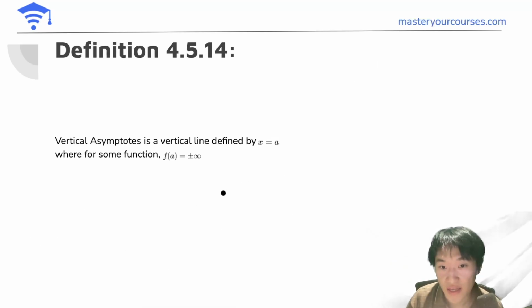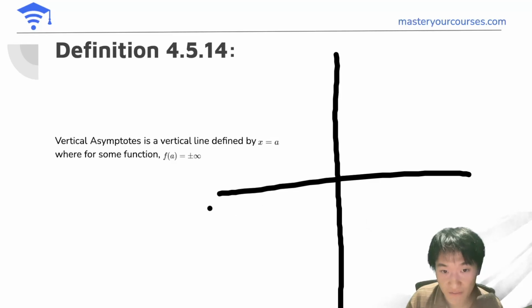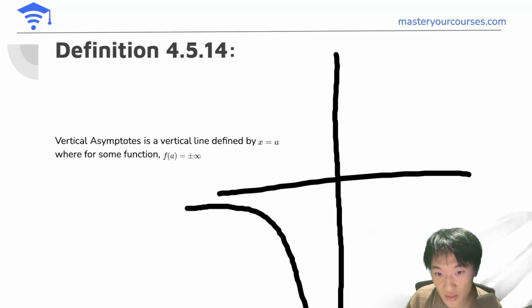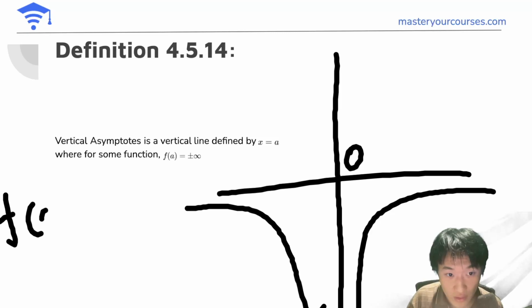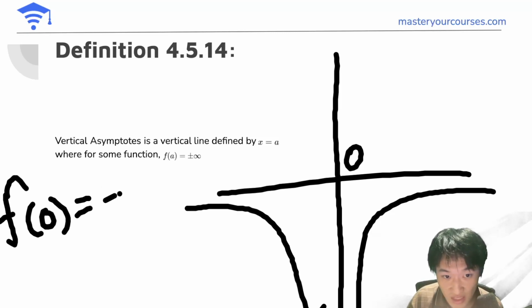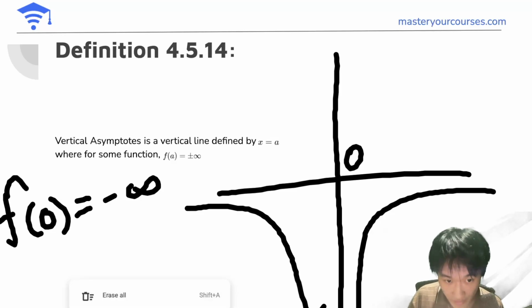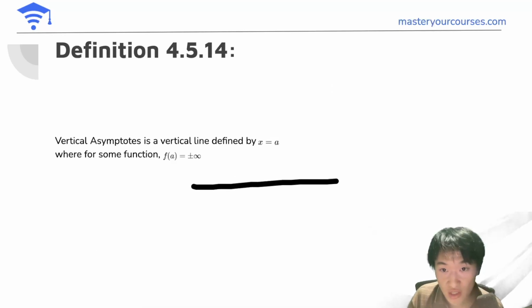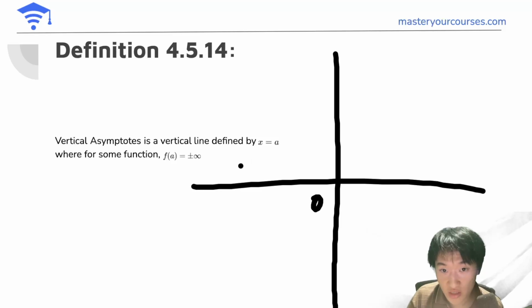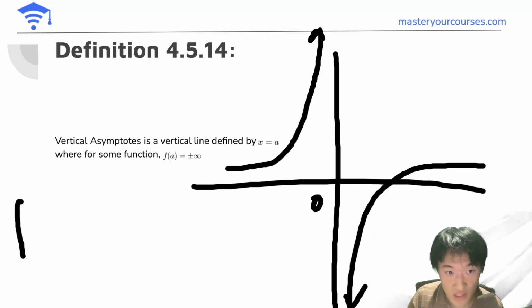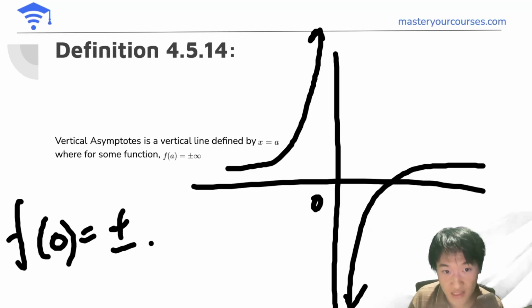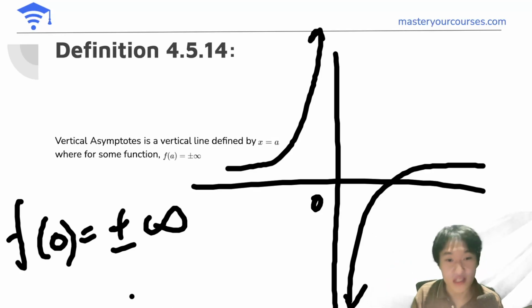So it could be a case in which, say, a graph goes extremely negative, right? So at the origin, f of 0, the function is attaining negative infinity. You can actually have both. You could have the case in which, say, we're still approaching the origin. One side goes to infinity over here. The other side goes to negative infinity. So f at 0 is equal to plus or minus infinity. And so there you go. This is a vertical asymptote.